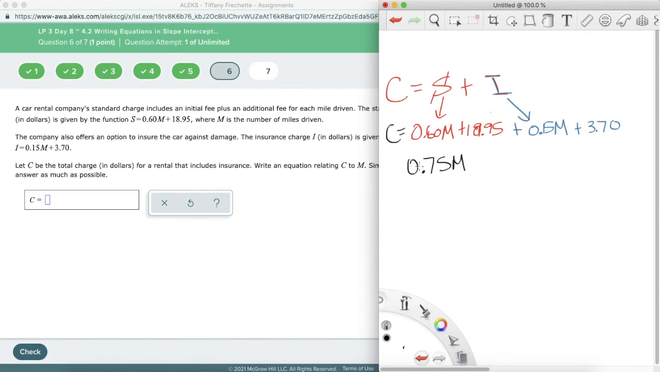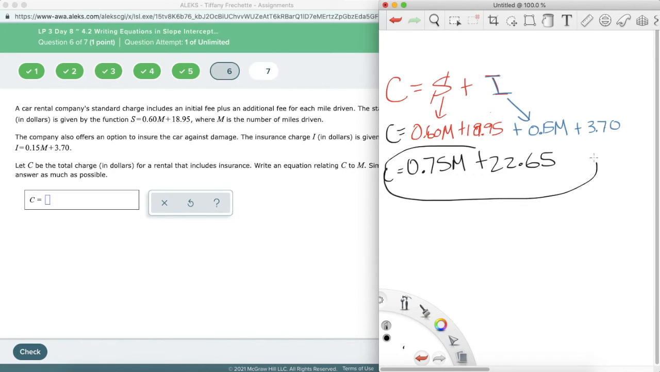And then plus we have $18.95. And we're going to add $3.70 so that we can see what the base fee for both of these would be. And that would be $22.65 if you were to add these two together. You get 5, you get 16, carry this over, you get 8, 9, 10, 11, plus the carryover is 12, and then 1 plus 1 is 2. So this is the equation they're actually looking for.